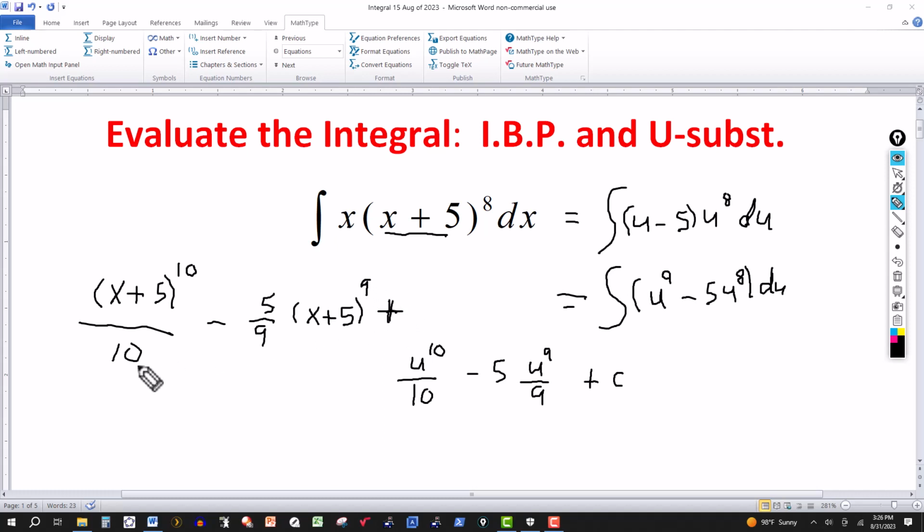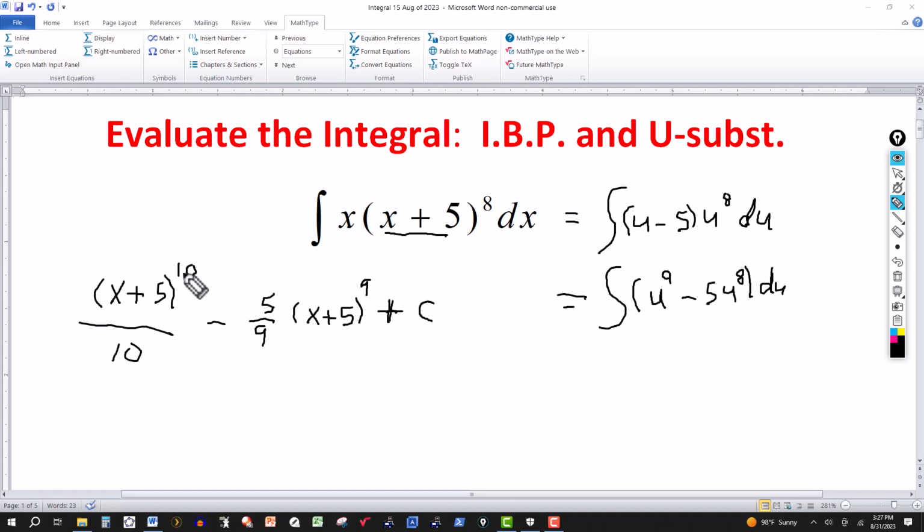And this looks different than the first answer. We'll look at both of them together in a minute here. But let's check to see if this one is really an answer. So using this method, the value of the integral is (x plus 5) to the 10th over 10 minus 5/9 multiplied by (x plus 5) to the 9th. Let's check it, because it is different than the answer using the integration by parts.